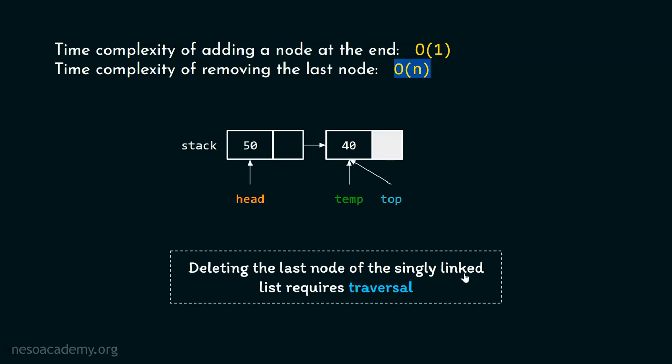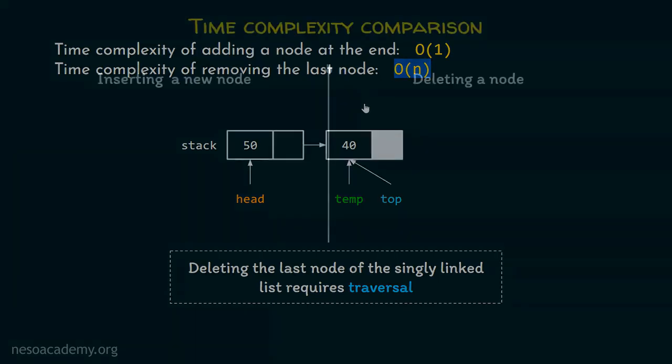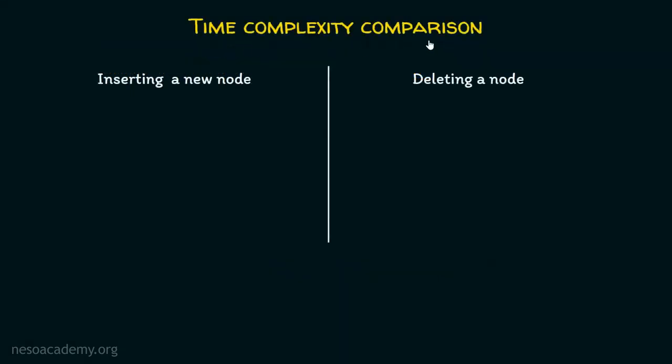Deleting the last node of the singly linked list requires traversal, isn't that so? If we want to delete the last node of the singly linked list, then it will take order of n time because it requires traversal. We have to traverse the list in order to remove the last node of the linked list. That's why order of n is the time complexity of removing the last node. I hope you got the idea why we are not preferring adding and removing the last node of the linked list. Let's see the time complexity comparison.